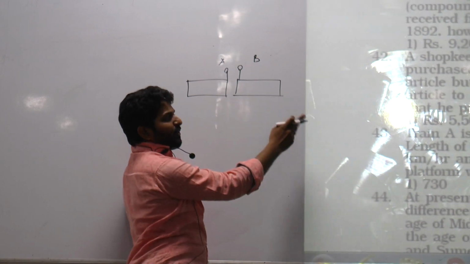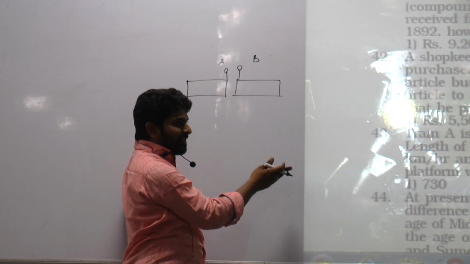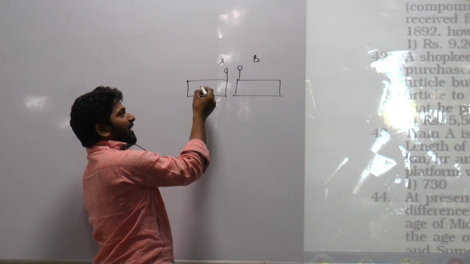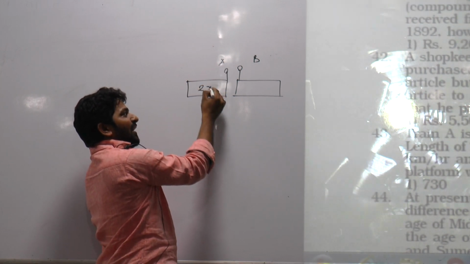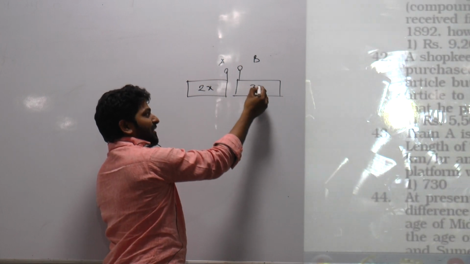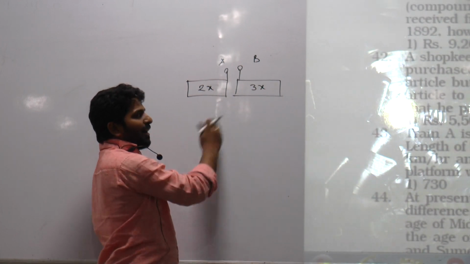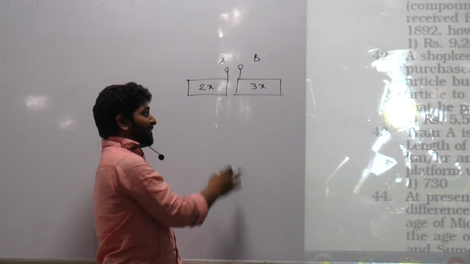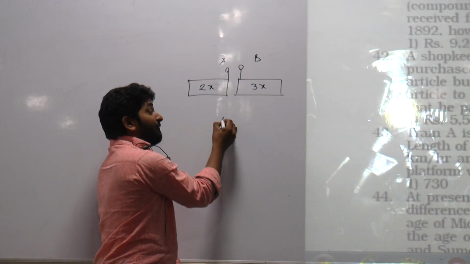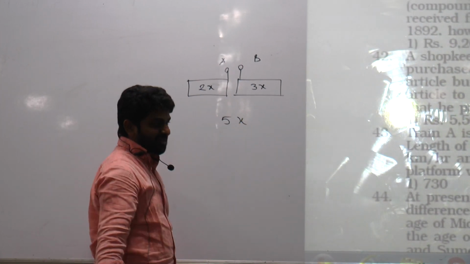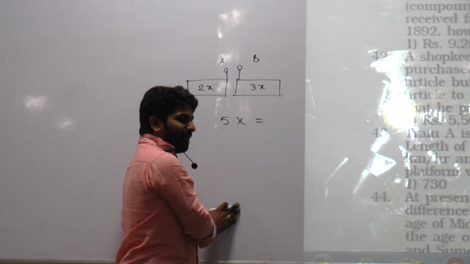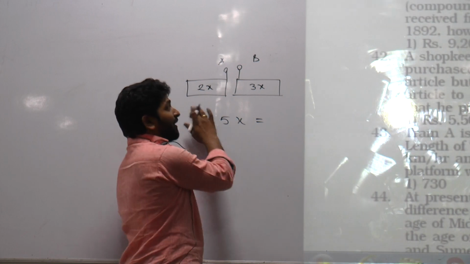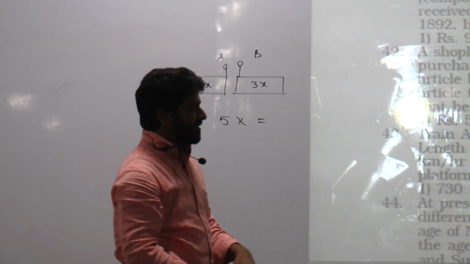Length of train B is 1.5 times the length of train A, they said. So let me treat train A length as 2x and length of train B becomes 3x. If train A and B want to cross each other, what is the distance that they need to travel? 5x. 5x is the distance, and distance is equal to speed into time, right? Both the trains are moving opposite to each other, right?